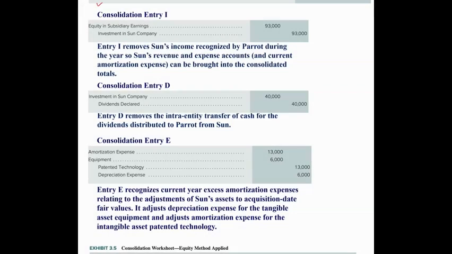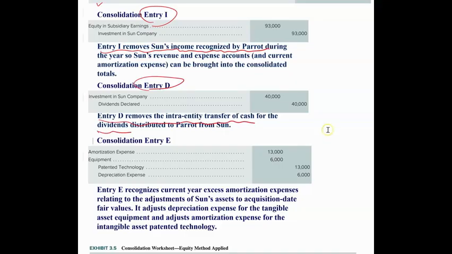Okay, so we have 3 more consolidation entries. Entry I is to remove the subsidiary's income recognized by the parent during the year. And entry D is to remove the intra-entity transfer of cash for dividends.